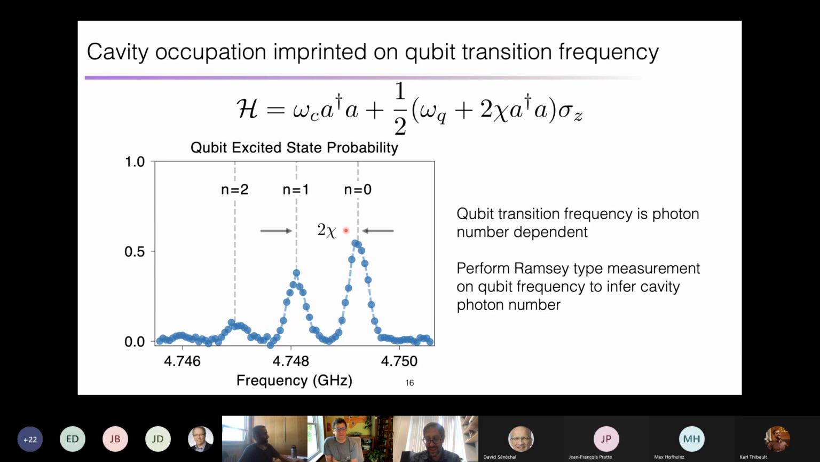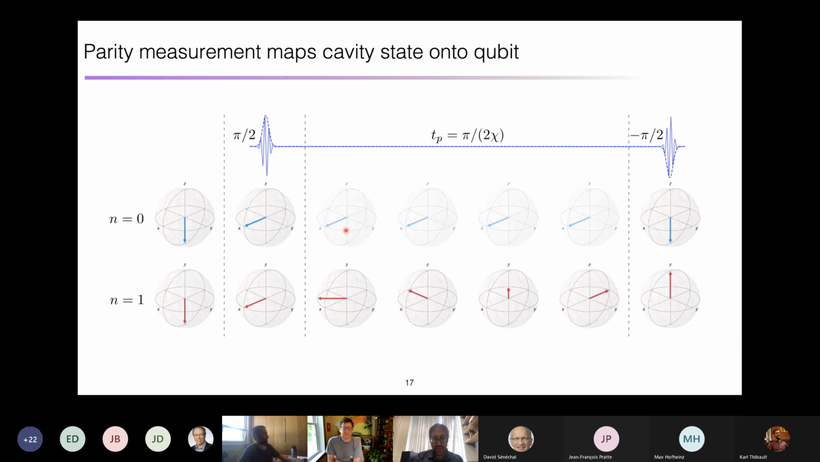So the question is, how do we convert this physics into something we can see? We're going to do a slightly different type of experiment, which is called a Ramsey experiment. The idea is that we start out with our qubit. This is if there are 0 photons in the cavity, and this is if there's 1 photon in the cavity. In both cases, we start with our qubit in its ground state. Then we do a pi/2 pulse, because it's rotating it by pi/2 in the Bloch sphere. So this is ground, this is excited state, and this is 0 plus 1, or G plus E.